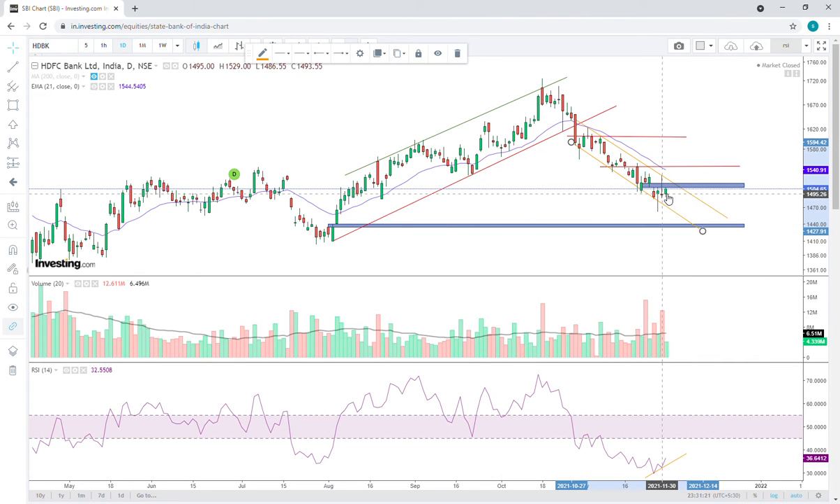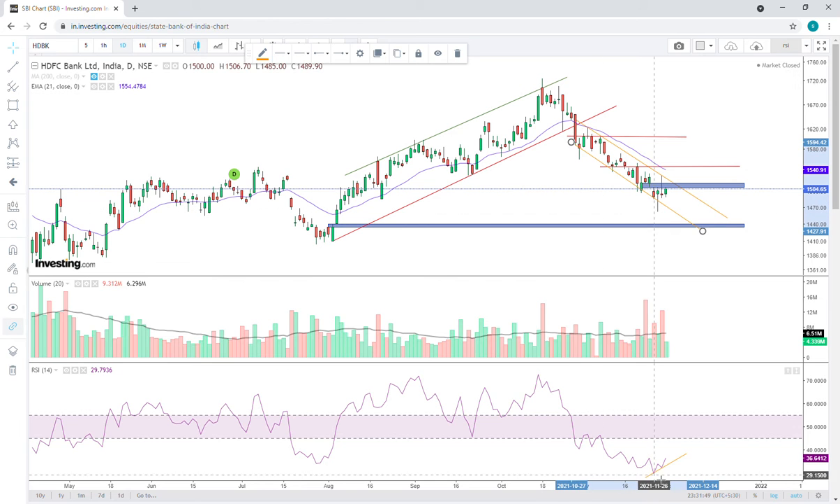Still I will say that it is under the channel, in the middle of the channel. Neither has it broken down the channel nor broken up the channel. So still wait for 1515. It requires two successive closings above 1515 of this channel, or a gap up opening and a sustainable gap up above 1509 or 1515. And that could bring the change in trend.